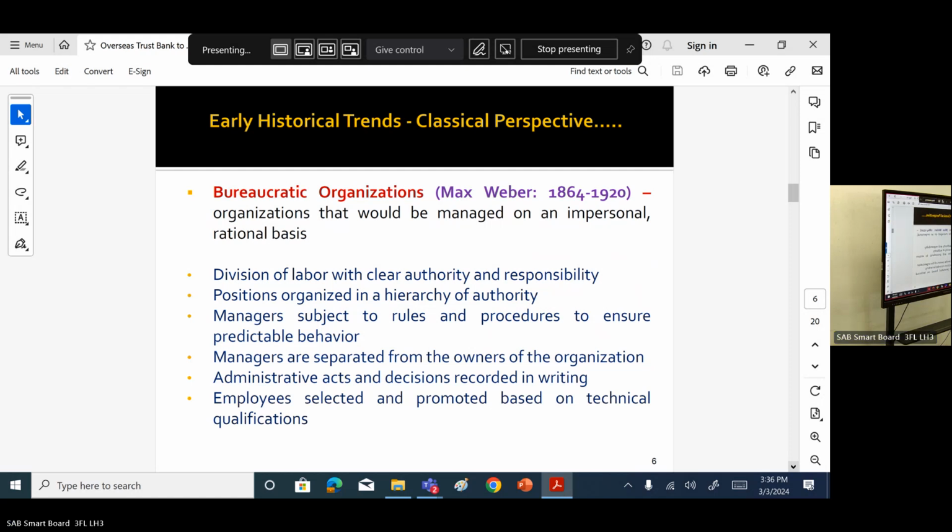Right. Then he presented the principles of bureaucracy, which are used even today, especially in public organizations, government, and in private organizations as well. The main purpose of using the bureaucratic principles is to manage organizations logically, rationally, impartially.